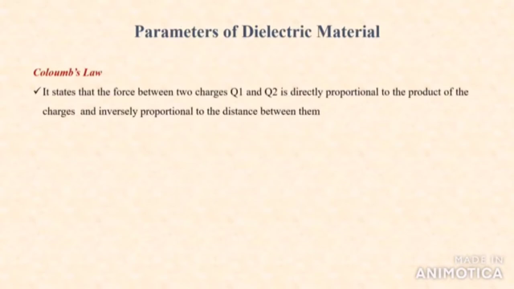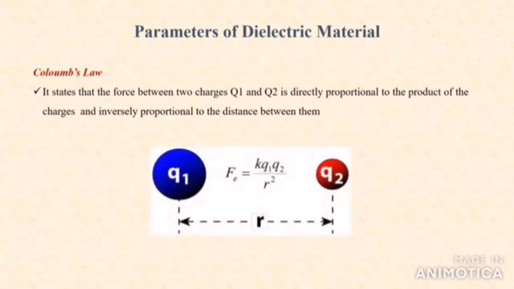The parameters of dielectric material. Coulomb's law states that the force between two charges Q1 and Q2 is directly proportional to the product of the charges and inversely proportional to the square of the distance between them. So here Q1 and Q2 are the two charges separated by a distance R. Therefore, Coulomb's force F is equal to K Q1 Q2 by R square. This is called Coulomb's law.